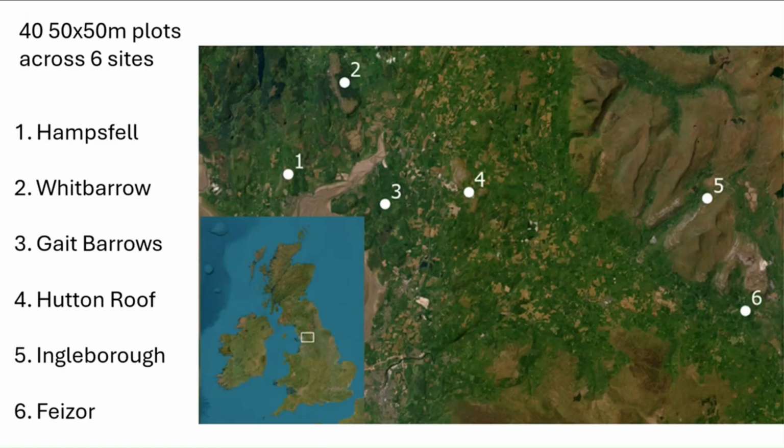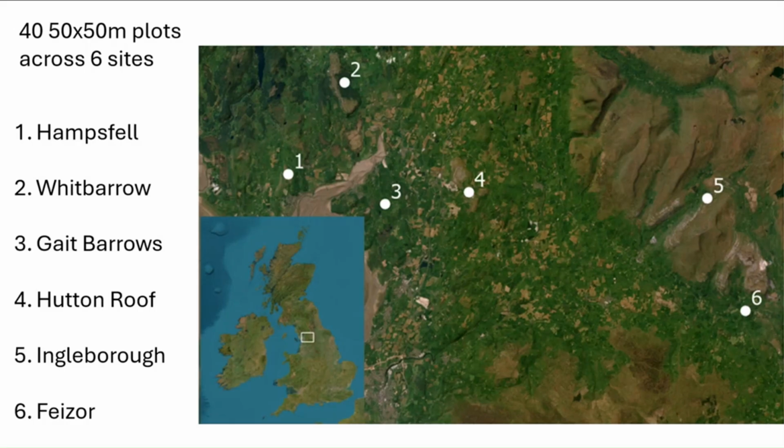Last summer, as part of the first chapter of my PhD, I went out to 6 sites, which you can see here: Hampsfell, Whitbarrow, Gait Barrows, which we talked about, Hutton Roof, Ingleborough and Fazer in the Dales. I visited 40 50 by 50 meter plots throughout the summer to use different methods to get data on all of these things.